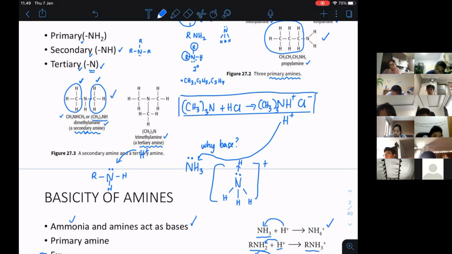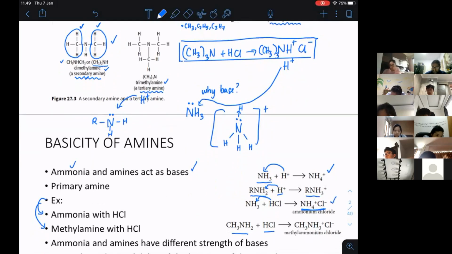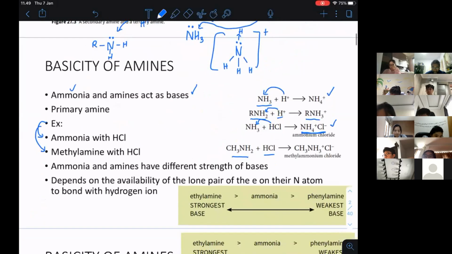Similar to how do you write ammonium chloride. Okay, you can see ammonium chloride. Please actually take note of this. Okay, I will move on.